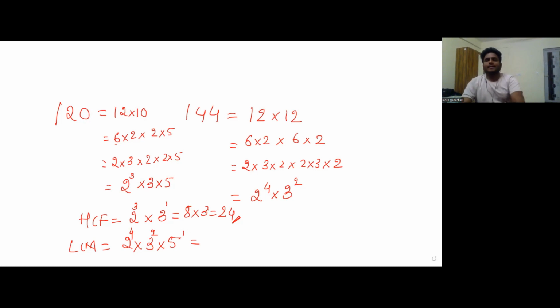Sorry, 2 raised to 3 is 8. 2 raised to 4 is 16. 3 square is 9, into 5. What is 16 into 9 into 5?